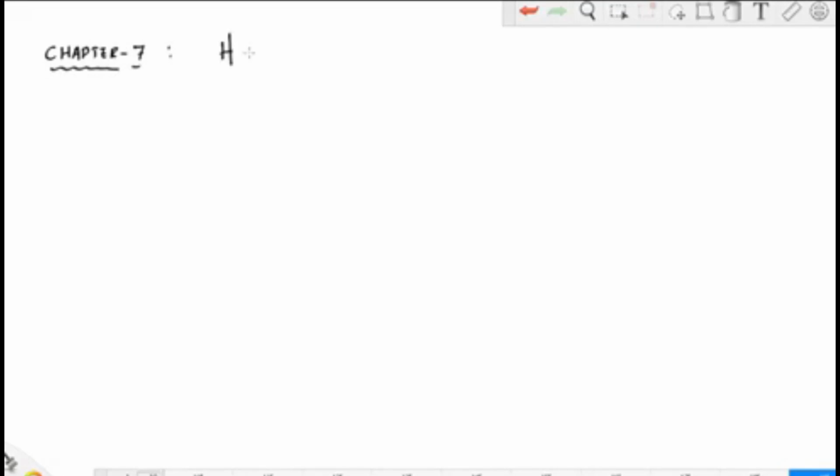Graph. So remember, hydrograph is a very important chapter.